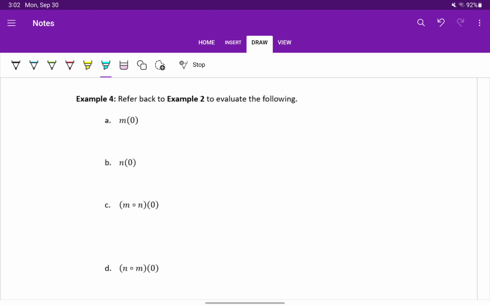In example 4, we want to repeat this, but now with the functions from example 2. Paying close attention to the function that we're calling on so we know what to evaluate. If we want to evaluate m of 0, we would plug in x equals 0 plus 3 to get 3 as a result. In part B, we'll substitute in x equals 0 into function n. That will make our first term go to 0. Plus 6 is equal to 6 as a result.